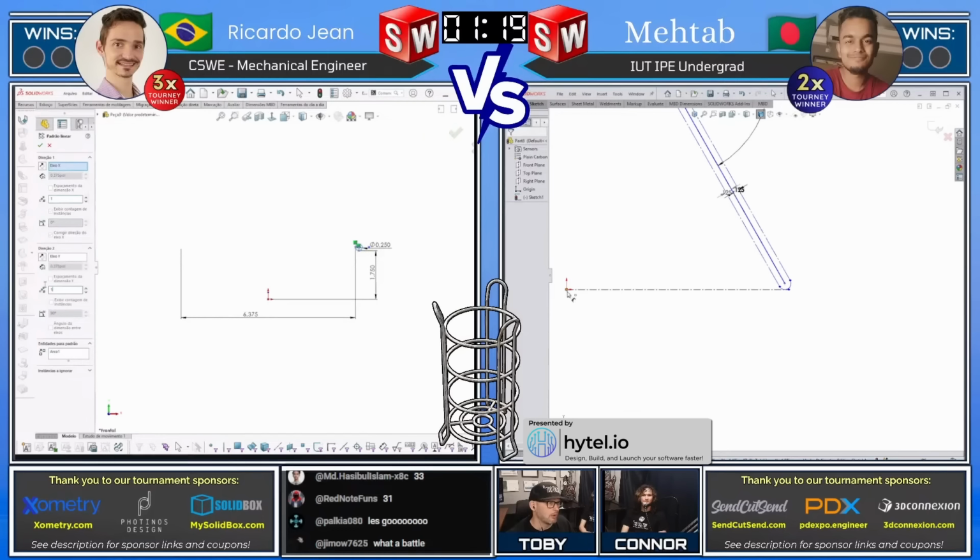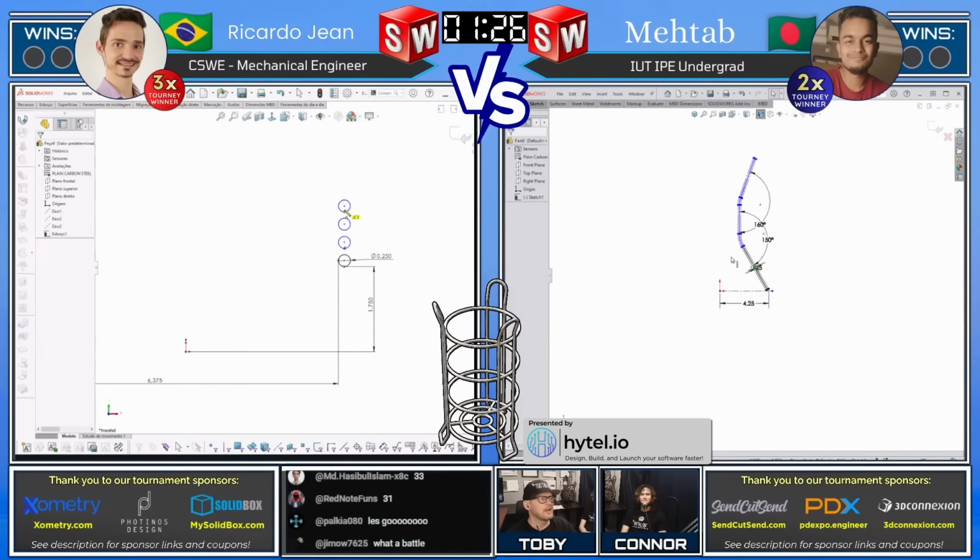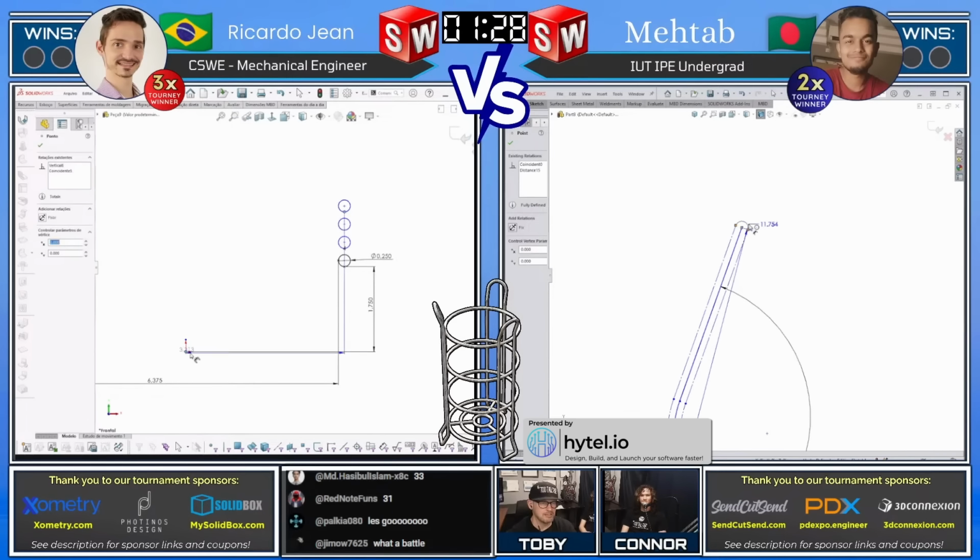You say, I'm going to work on the rings first, or I'm going to work on the legs first. I'm going to work on the upper ring. I'm going to work on the lower ring. I'm going to do a layout sketch first. You kind of start to break things down into different regions of the model.